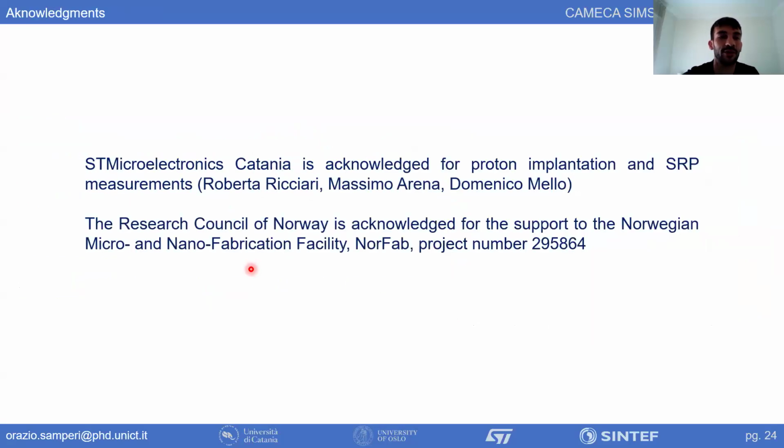And that's all for this work. Of course, I need to say thank you to ST Microelectronics for the resources, for the wafers, and for the ion implantation that was performed at the ST Microelectronics site of Catania, Sicily. And thank you also to the Research Council of Norway and to the University of Oslo for the availability of the SIMS, basically.